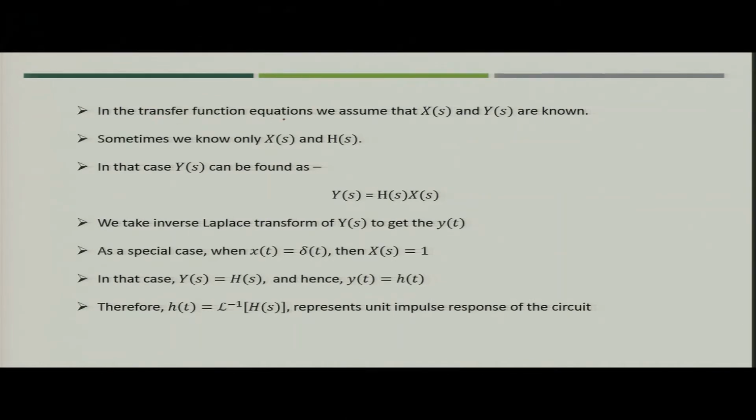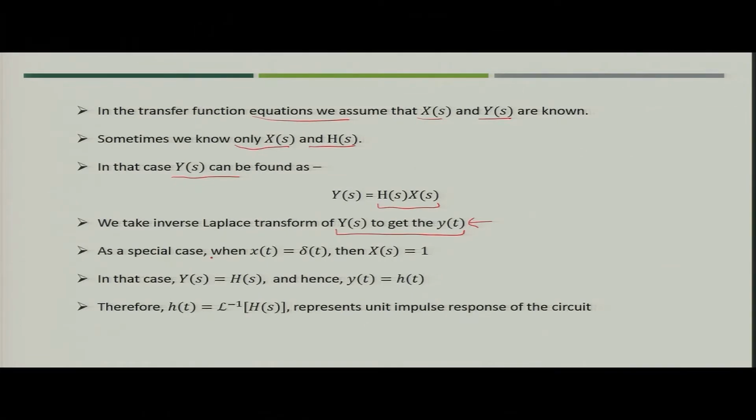Now, in the transfer function equation we assume that Xs and Ys are known to us, but sometimes it can happen that you know only Xs and Hs, that means you know only the input voltage and the transfer function of the circuit. In that case you can find the value of Ys, that is output response of the circuit with respect to given input. So, you will say that Ys is nothing but Hs into Xs. Now, you can take the inverse Laplace transform of Ys to get the value of output response of the circuit.